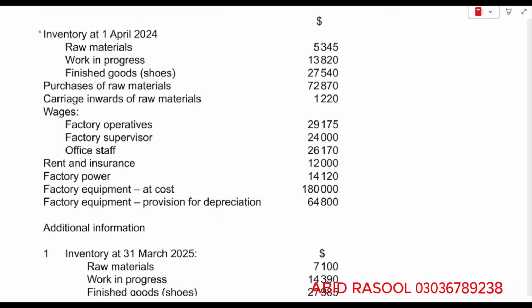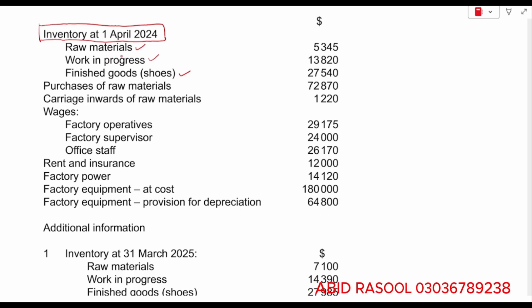First of all, this is the heading: inventory at 1st April 2024. Now in manufacturing account there is not a single inventory. The inventories can be of more than one type. It can be the inventory of raw material, of work in progress, and also of finished goods. As you have seen in the sole trader and previous simple questions of making income statement, there was only a single figure of inventory, but now there is a whole block of inventories, and we have these three types.